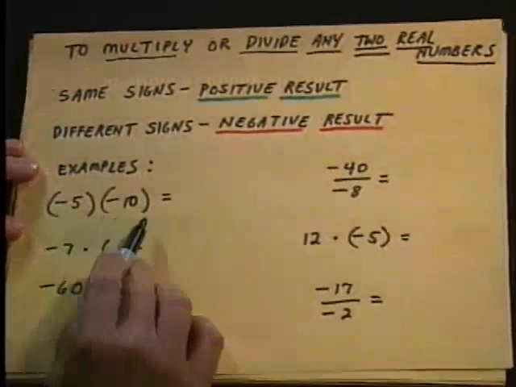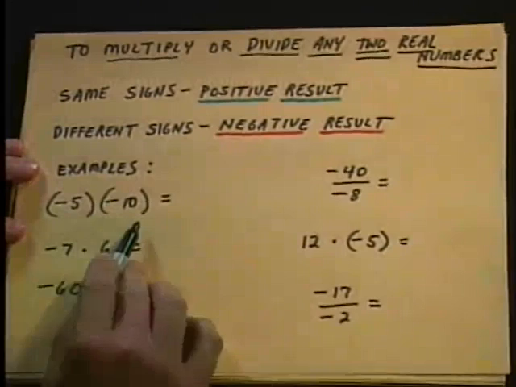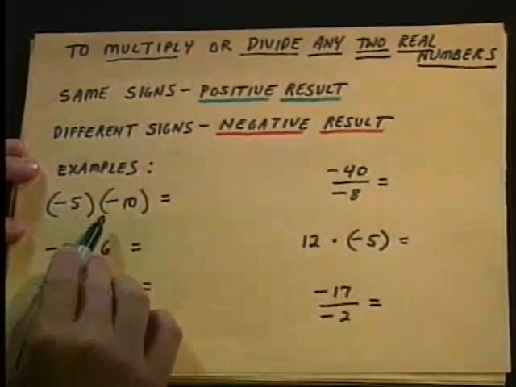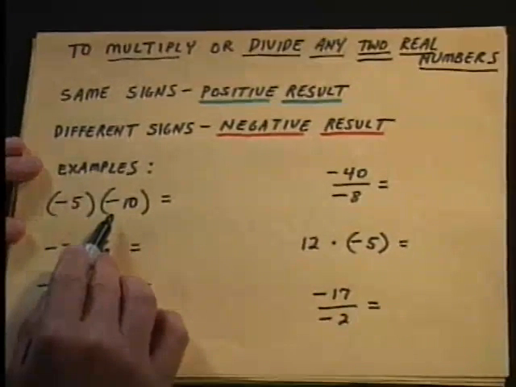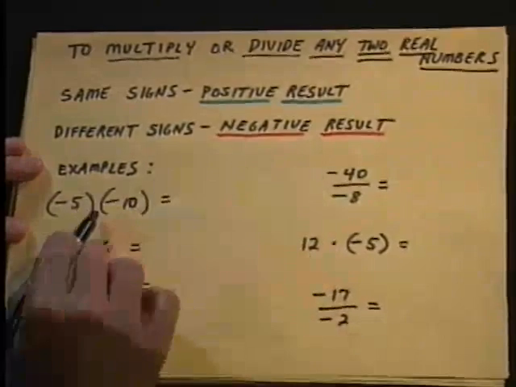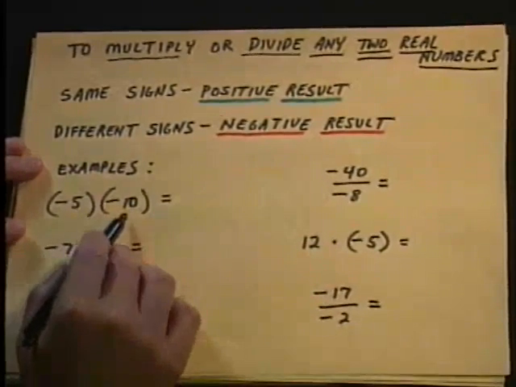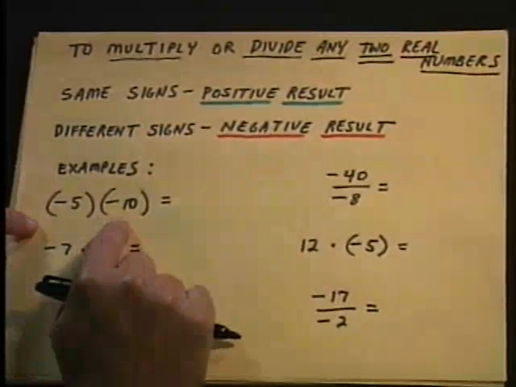-5 times -10. Now notice multiplication here uses parentheses with nothing in between, so that means multiplication in algebra. It gives us a positive 50. Now, why positive 50? Why is a negative times a negative positive, Young?